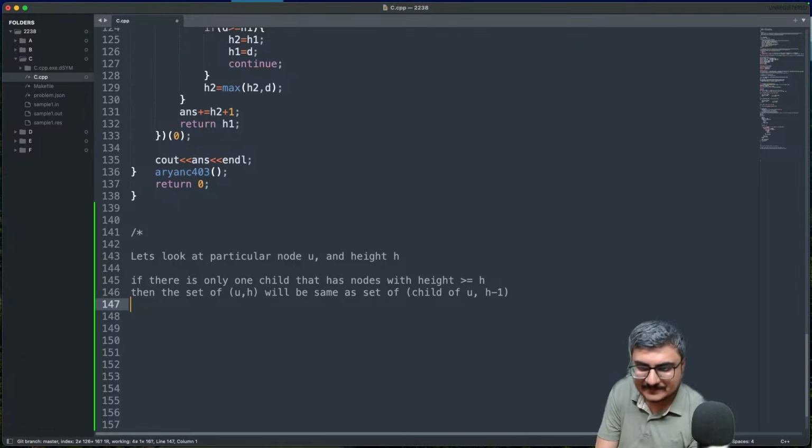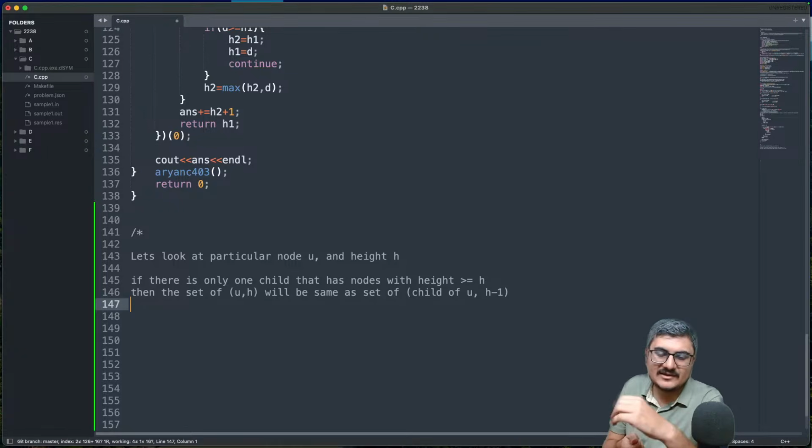What I am saying is, if I am choosing a node u and some height h, but there is only one child at that height, then I can very well go one node below it and choose height h minus 1 as well. The nodes I would be getting would be the same.